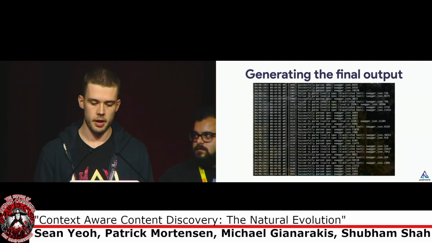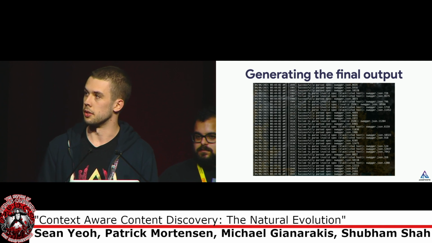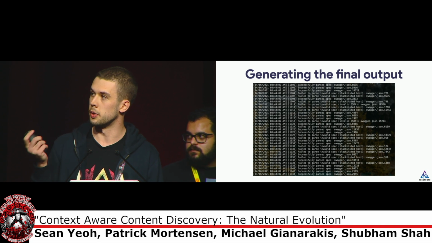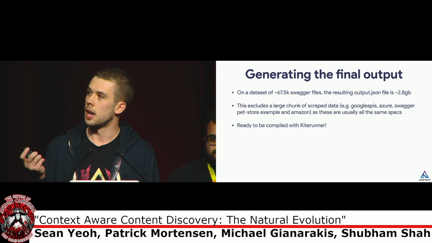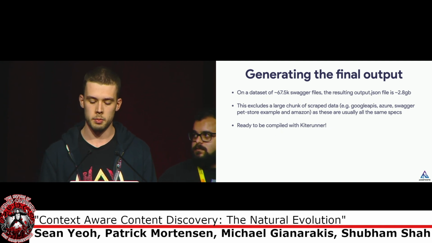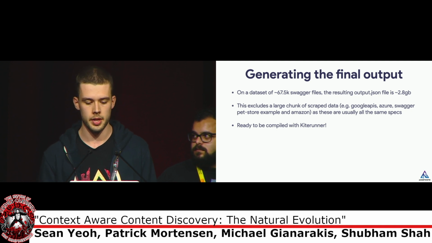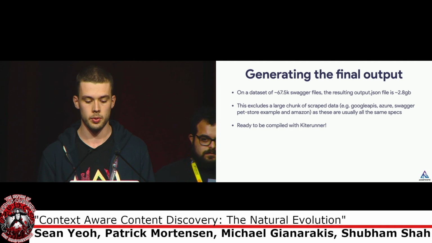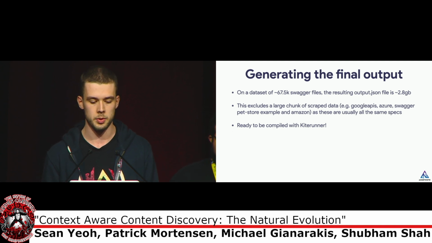When we're generating our final output, this is just a screenshot of it running through. It would look something like this in our logs, where it would parse a bunch of them, exclude any blacklisted ones, and also exclude any invalid JSON. On our data set of about 67,500 Swagger files, we ended up with an output.json file collating all of those into about 2.8 gigabytes. This excludes a large chunk of the scrape data that we had, such as Google APIs, Azure, Swagger Pet Store example, and Amazon, as these are all usually the same specs. And these are ready to be compiled with Kiterunner.